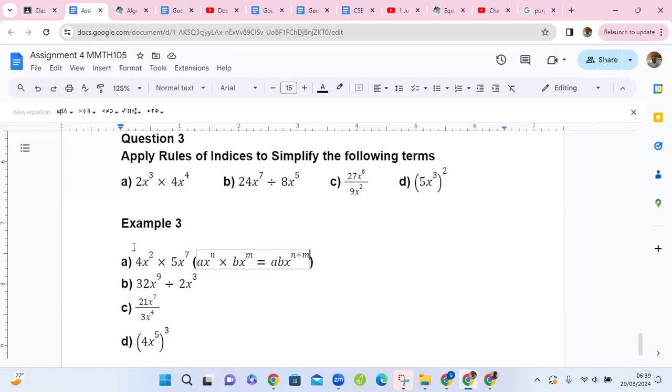So, in this example, all we do is simply multiply 4 5s are 20, and we add 7 plus 2, or 2 plus 7, to give us 20x raised to the exponent 9. 2 plus 7 is 9.